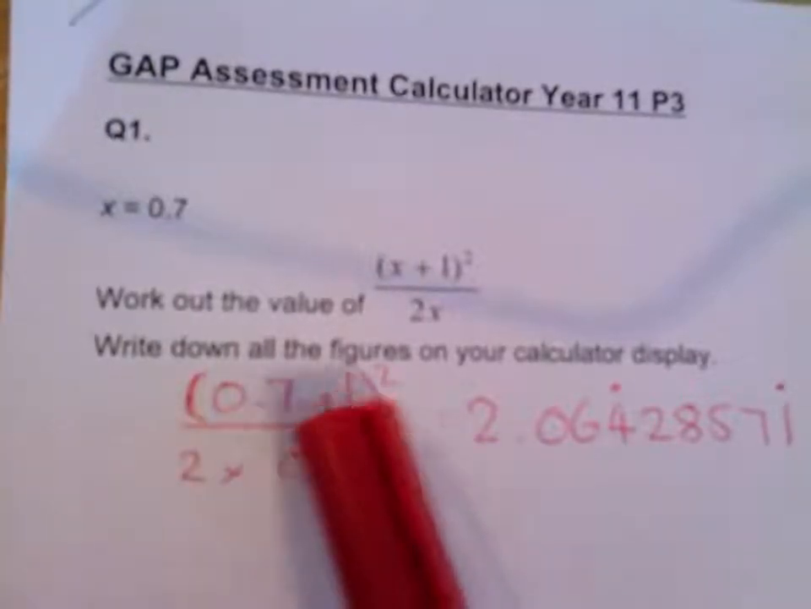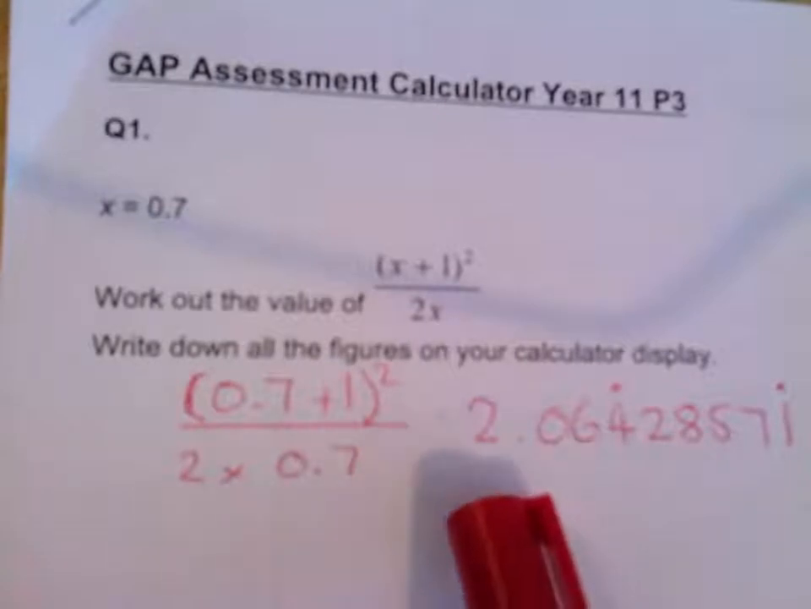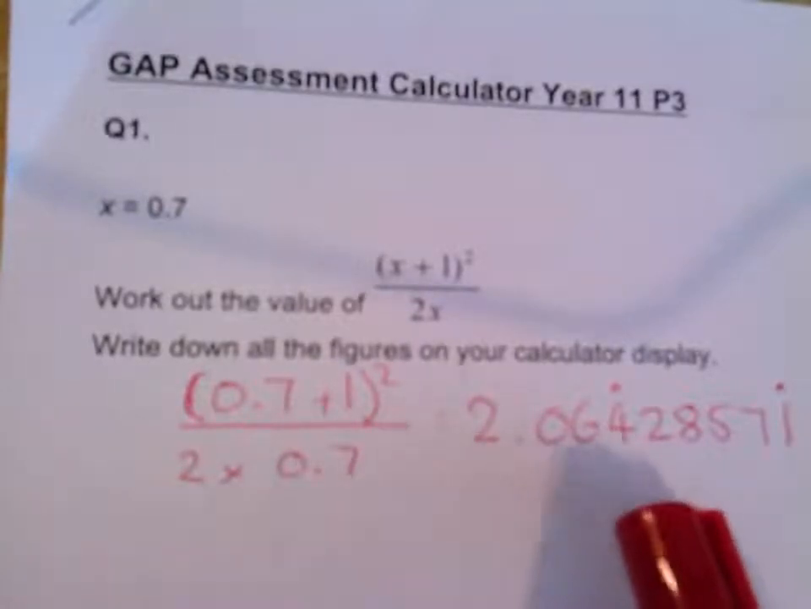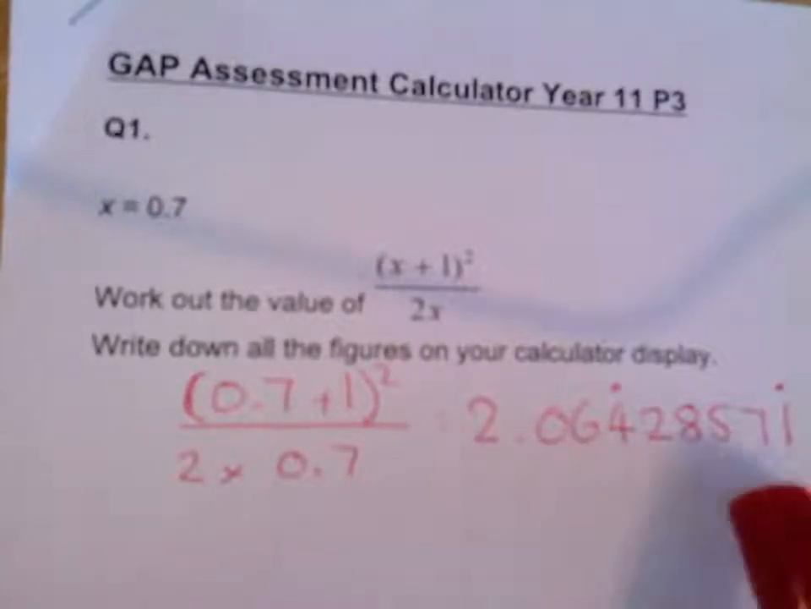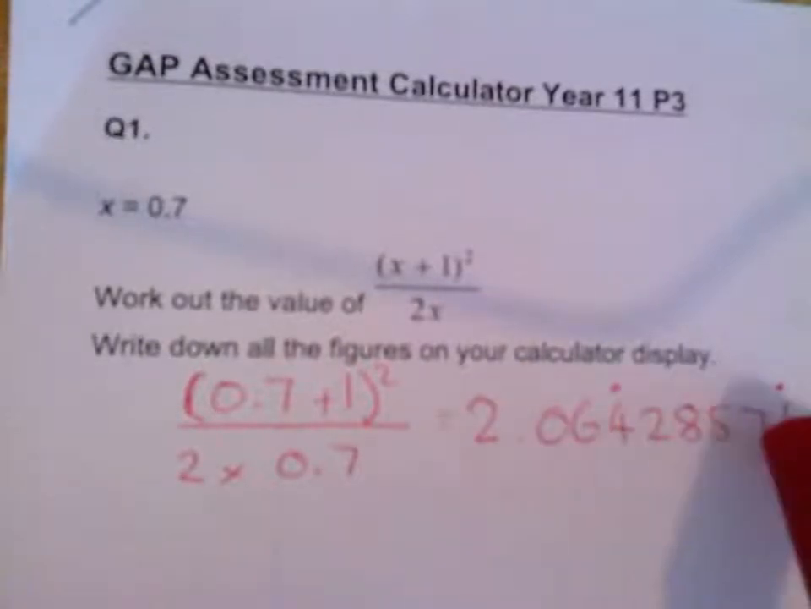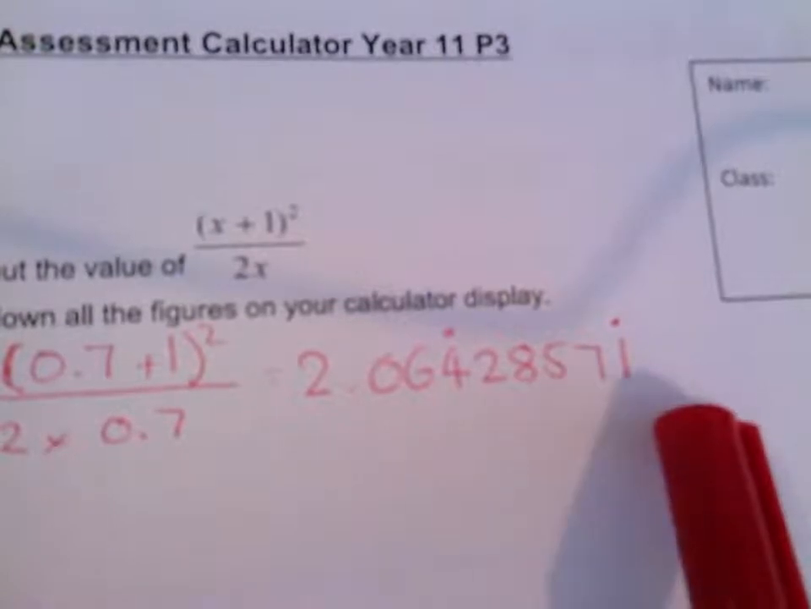It asks us to write down all the numbers on the calculator display. So we should have been showing it as 2.06428571 with the digits between the 4 and the 1 recurring. So you could have either shown the recurrence or you could have continued after if your calculator showed that.